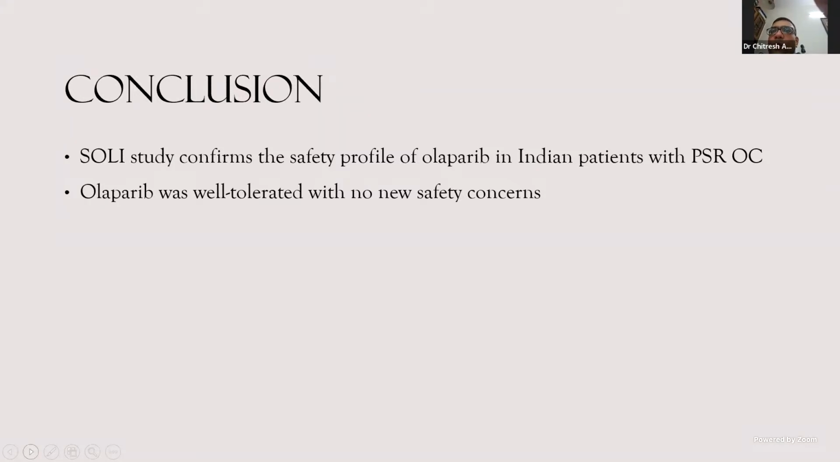So to conclude, the SOLI study confirms the safety profile of olaparib in Indian patients with platinum-sensitive relapsed ovarian cancer. It is well tolerated, though it has some side effects. Some percent of patients will actually not be able to take this drug, but there were no new safety concerns noted in Indian patients also.